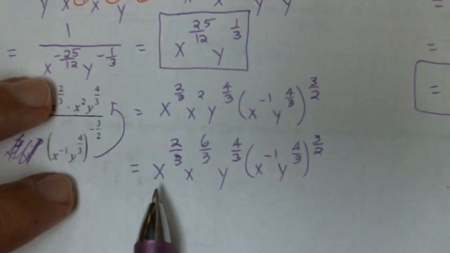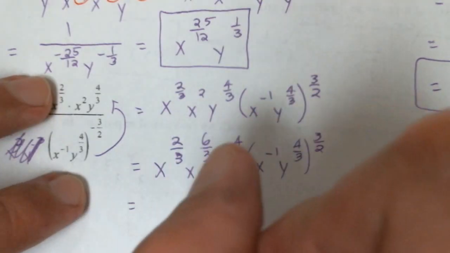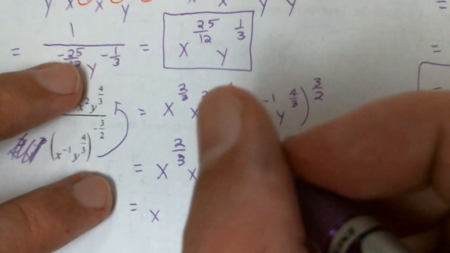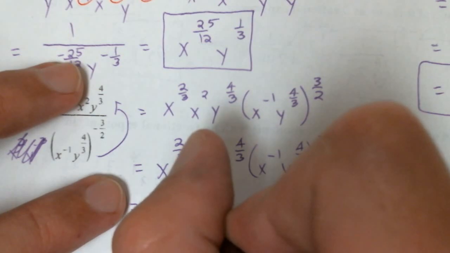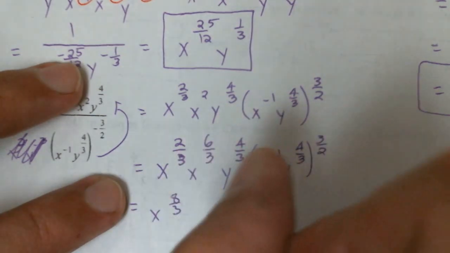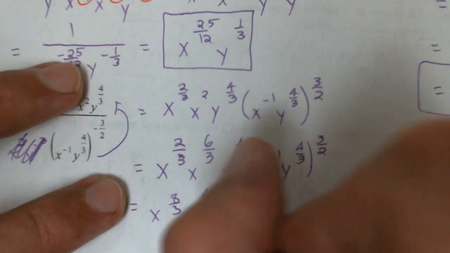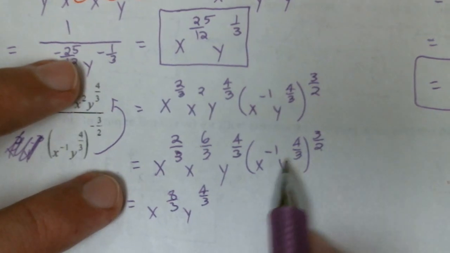Okay, so now let's go ahead and combine these. That's going to be x to the 8/3, y to the 4/3, and now I can go ahead and multiply this.